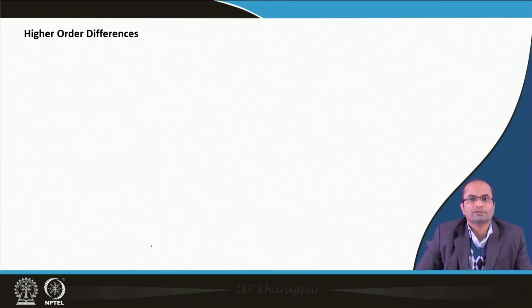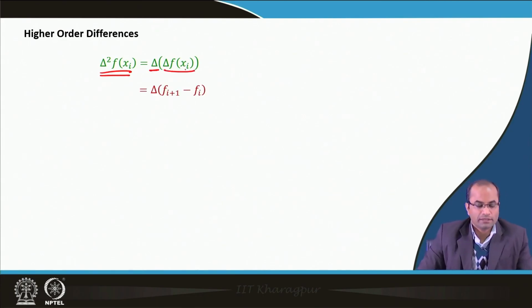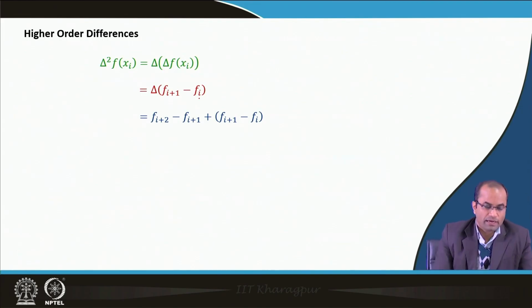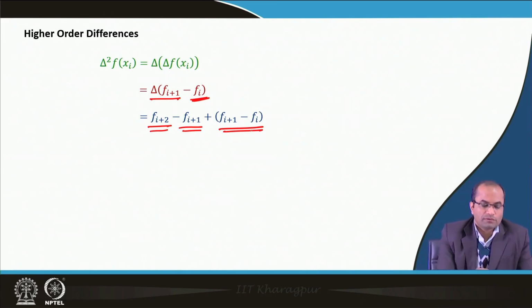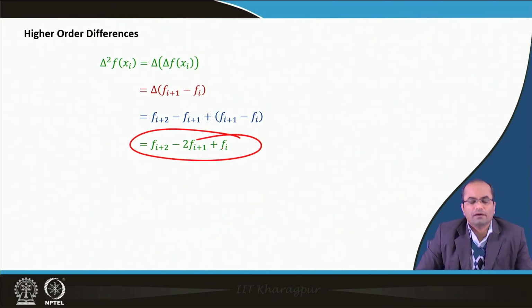We have the higher order differences also. What we have discussed so far are first order differences, but we can talk about the higher order differences as well. For example, delta squared operated on f(x_i) means delta operated on delta f(x_i). Delta f(x_i) is f(i+1) minus f(i), so we have delta on f(i+1), that is f(i+2) minus f(i+1), minus delta on f(i), which is f(i+1) minus f(i). The forward difference operator goes in the forward direction and then subtracts the value f(i). So this can be written as f(i+2) minus 2 f(i+1) plus f(i).